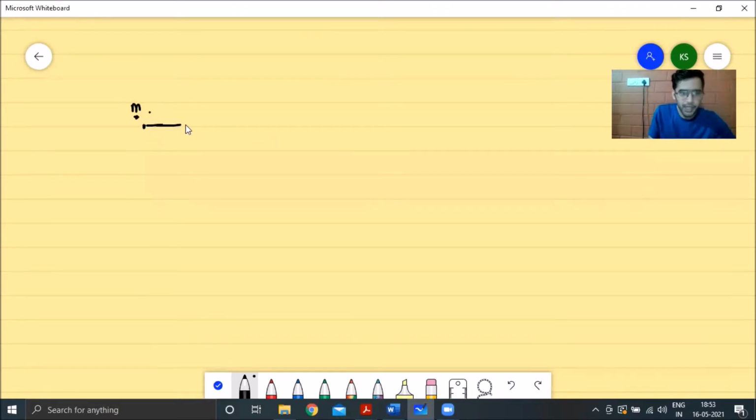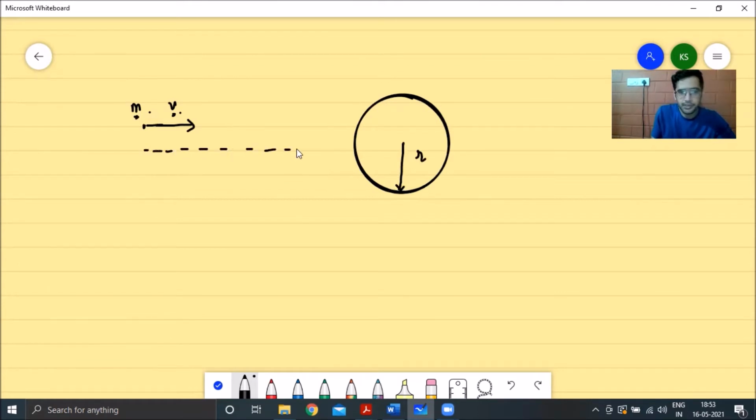This particle of mass m is moving at the velocity v, and it is colliding with a spherical object which has the same mass, and the radius of the spherical object is given as r. The other information given over here is that the center of this sphere is located at a distance of rho away from the direction of motion of this particle. In other words, this particle is colliding with the sphere at a distance of rho above its center. And both of them have the same mass m.